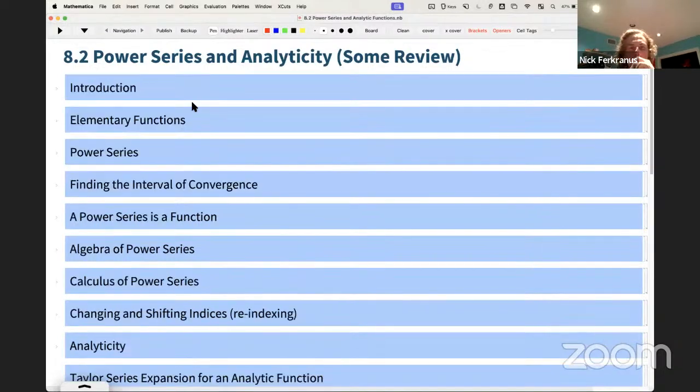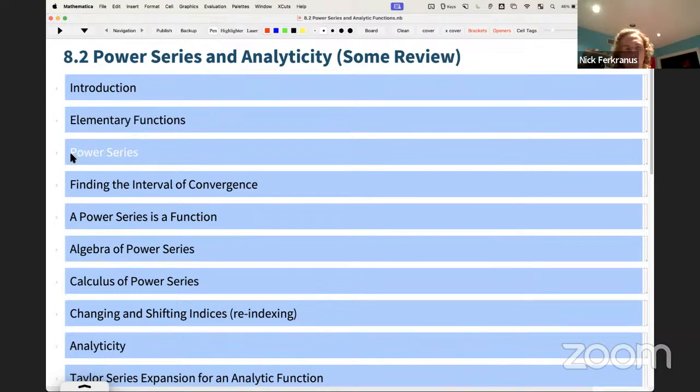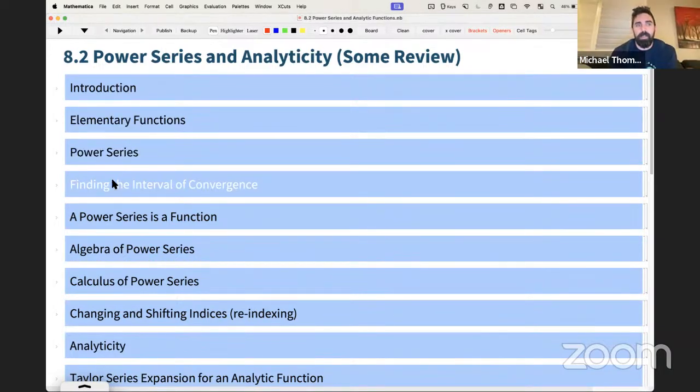Okay. So these are the topics we're going to go through. We're going to talk about what it means for a function to be an elementary function. Have you heard of this term before? Yeah. Oh, okay. And then we'll discuss what a power series is by definition. We'll talk about finding the interval of convergence for a power series. Whenever you find a power series, it's a good idea to know the interval of convergence, because that tells you when you can use it. Really, you can create a power series, but maybe it's useless. You need the interval to know when you can use it.